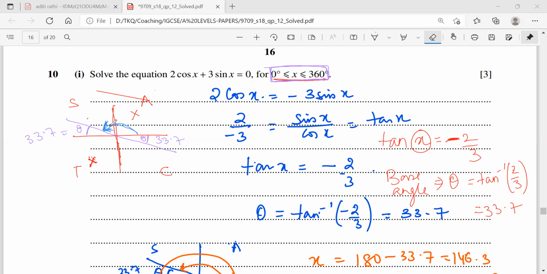So this angle should be 180 minus the base angle, isn't it? Which is 33.7 in this case. What's your answer for this? 146.3. So your one answer is 146.3, and the other one you'll have to go all the way up till here. So can I call this 360, which is full circle, minus 33.7? This is how much? 326.3.